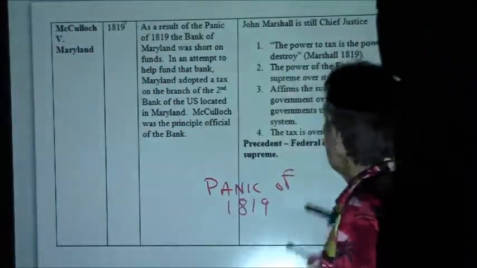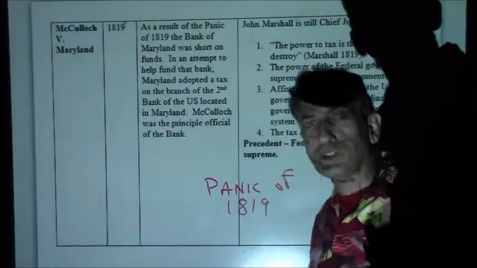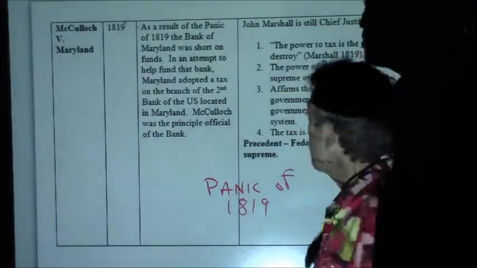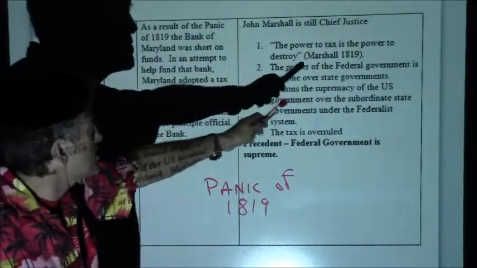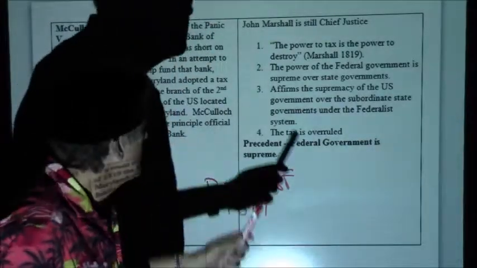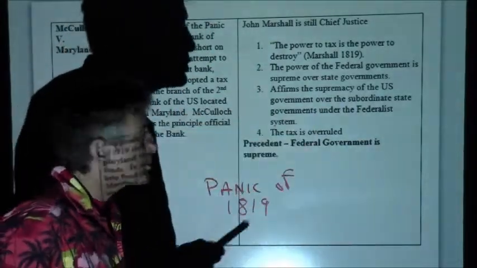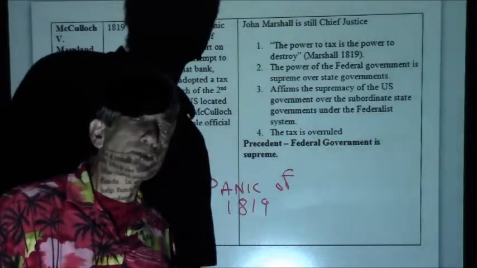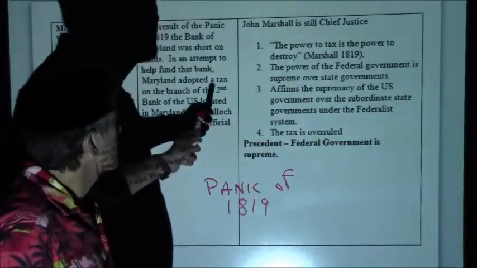So take a look at the other side. So John Marshall, the Marshall of Marbury versus Madison, is still Chief Justice, so it's a long-term appointment. And he says, the power to tax is the power to destroy. That's his actual Marshall quote in 1819. And he goes on to say, the power of the federal government is supreme over the state governments. And we know that today, but this is where it comes from. This is where the precedent begins.